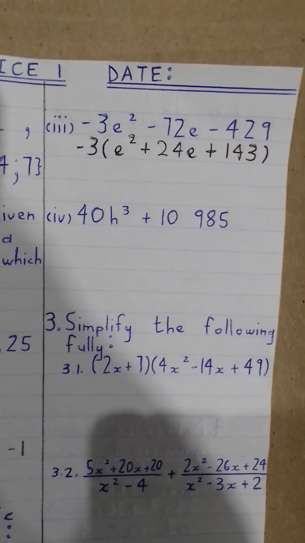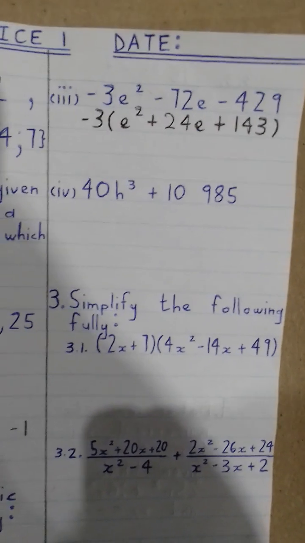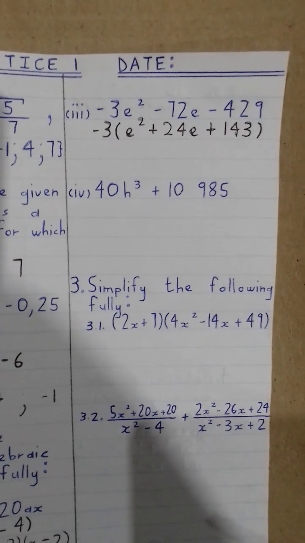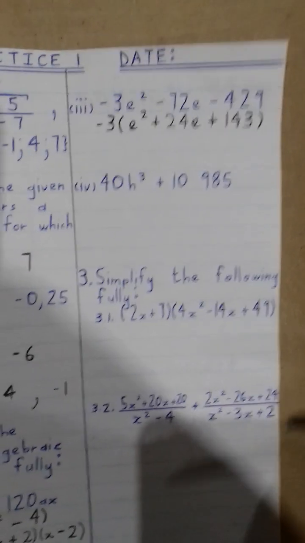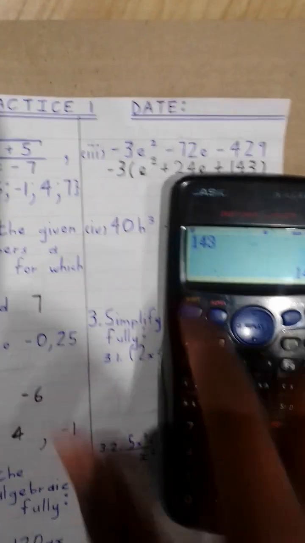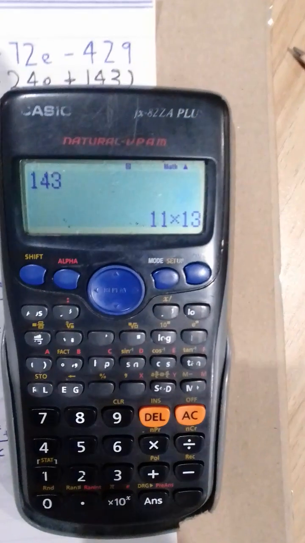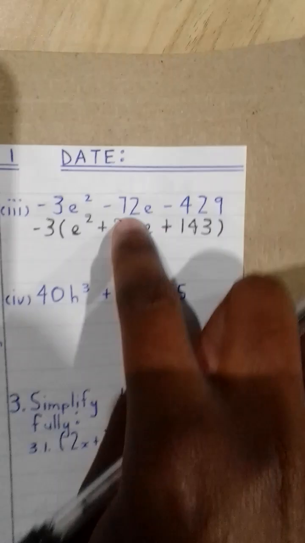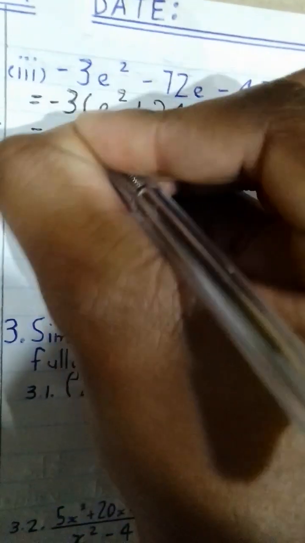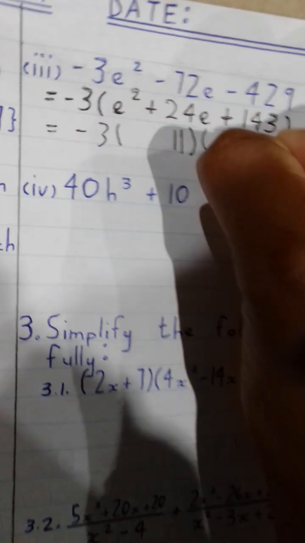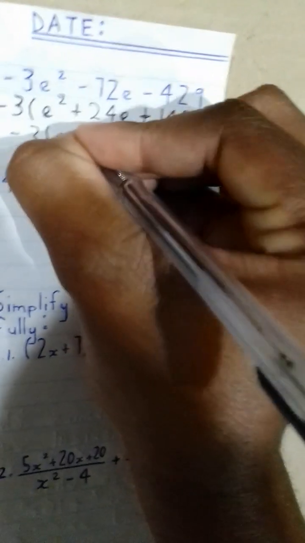Now in the bracket we can see that it's a trinomial, a quadratic trinomial. Okay, we look at the factors of 143. It's 11 times 13. 11 plus 13 is 24, which is the middle term. So, negative 3, e plus 11, e plus 13. Everything's positive, so there will be positive in both brackets. Okay, I hope that makes sense.